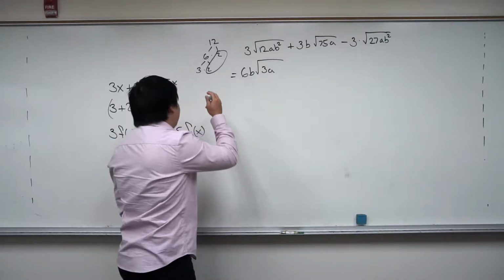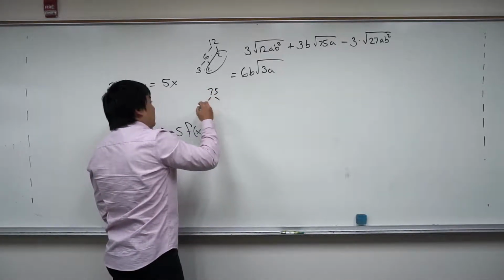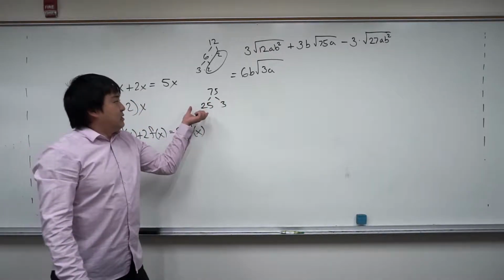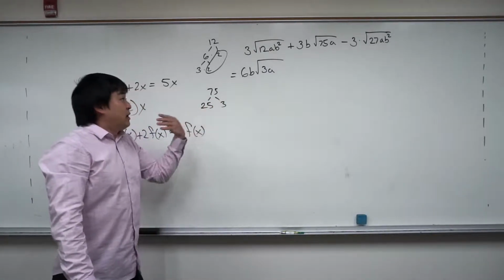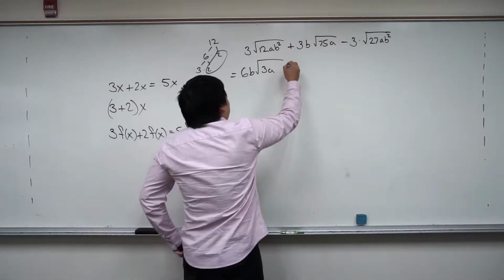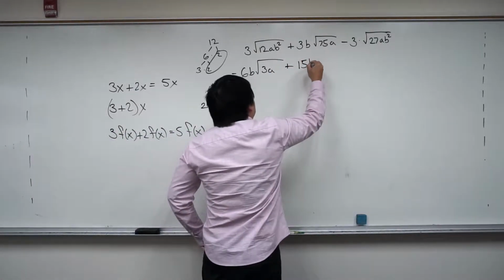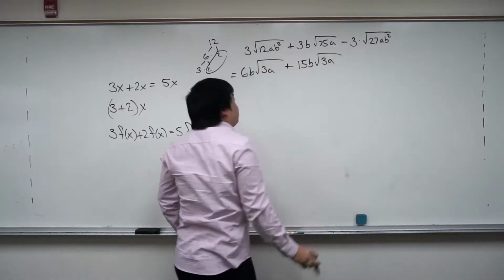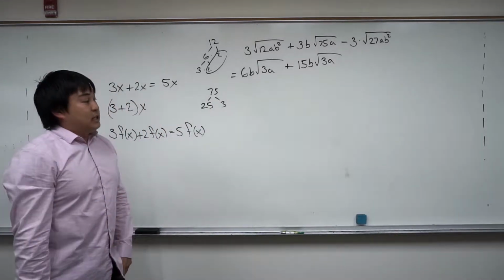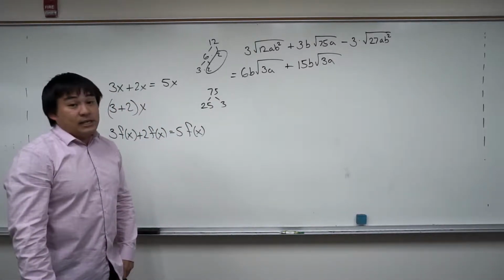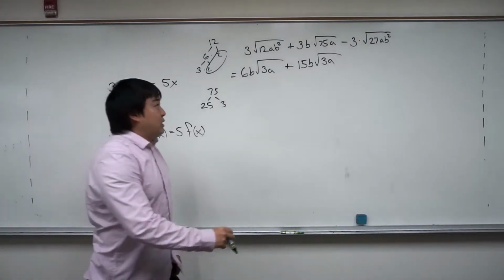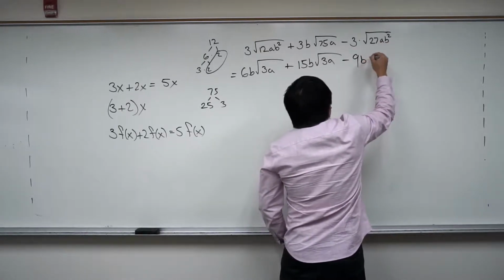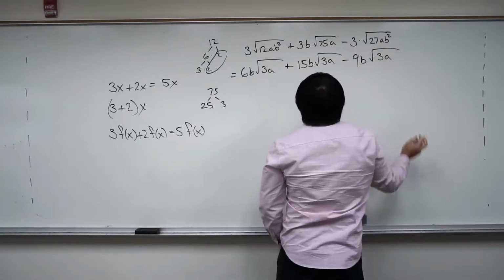The 75 is going to be 25 times 3. And just from that, I hope you guys see that 25 is really 5 squared. So I can go ahead and pull out a 5, which means this is now going to be a 15b. And what's left is going to be 3a. And then continue on to the last one. The 27 is going to be 9 times 3, so I can pull out a 3. And then also a b. So this is going to be 3a as well.